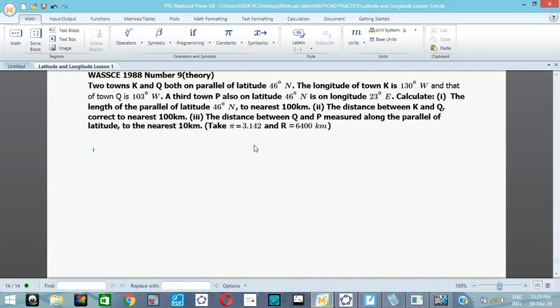I'm here to show you how you can solve this particular question on longitude and latitude in WAEC 1988 number 9. It's a theory question.